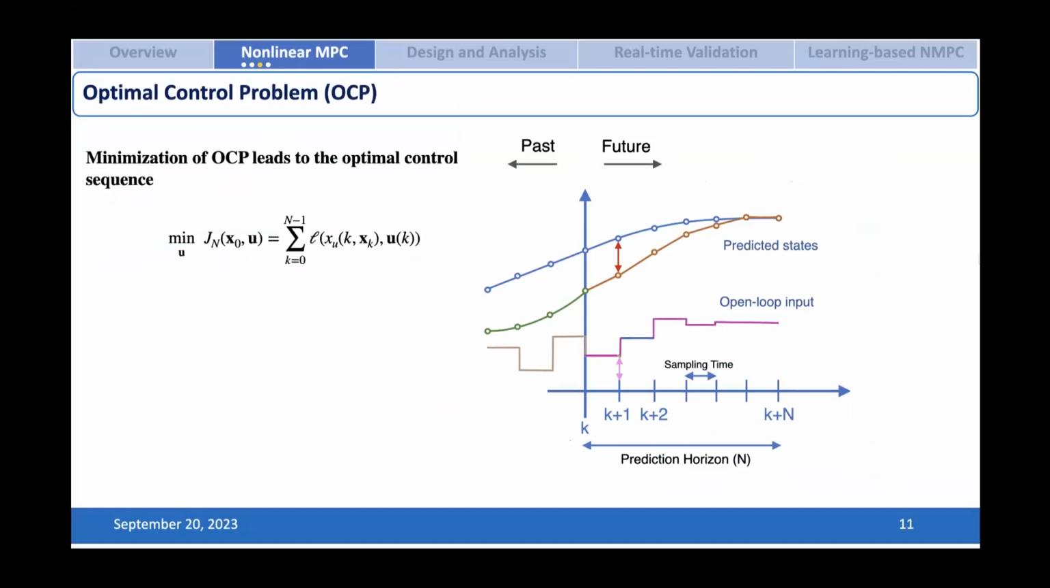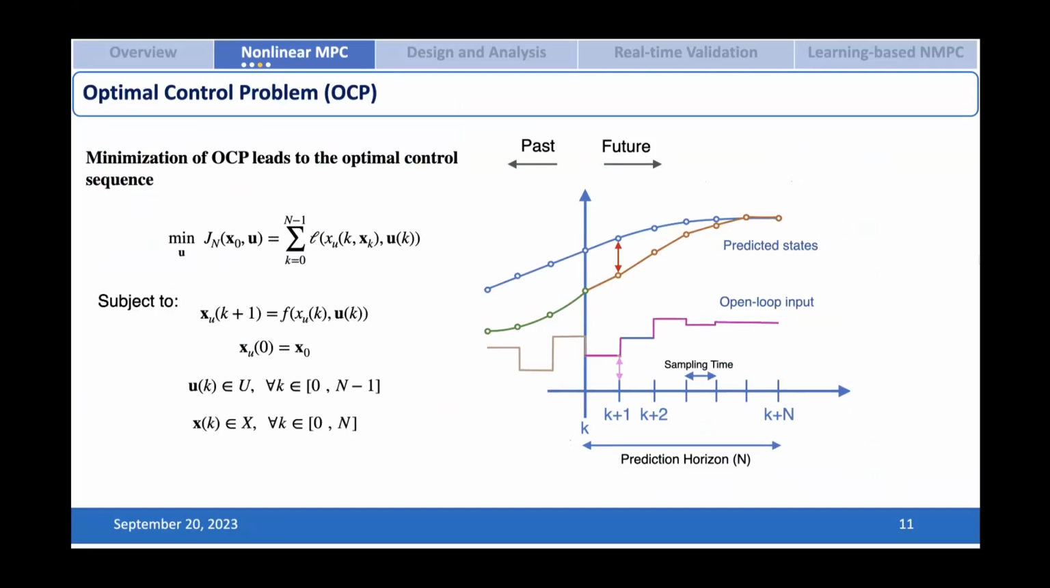So to get the optimal control value, we'd like to design the optimal control problem. The optimal control problem here, we designed using the objective function, and the minimization of this optimal control problem leads to the optimal control sequence, or the optimal control input. We have our objective function, and we find the manipulated variable, which is u, to minimize this cost function. Once we find u, this will be the minimum value of this cost function.